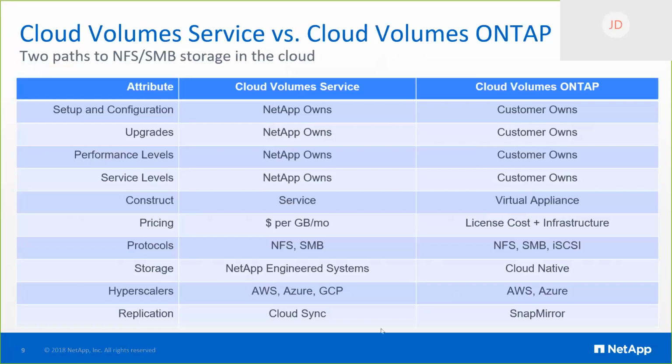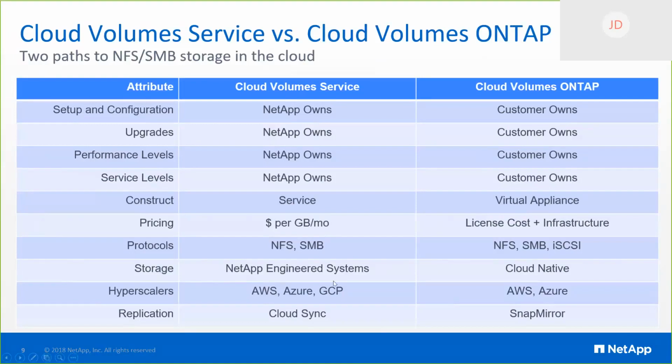A few other important things to mention. Cloud Volumes ONTAP does support one SAN protocol, iSCSI. Cloud Volumes Service is all NAS, NFS and SMB. Cloud Volumes Service is available in GCP. Cloud Volumes ONTAP is strictly an AWS and Azure offering.